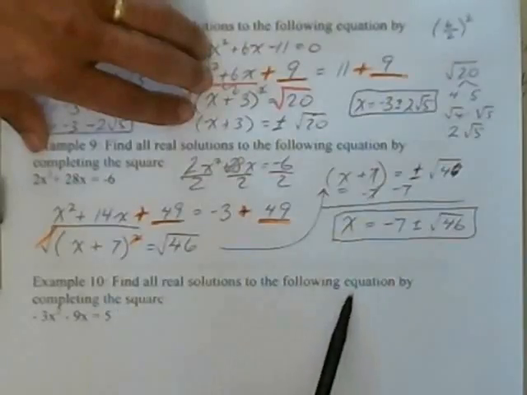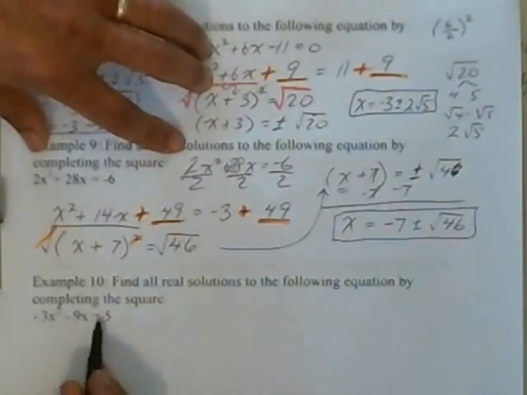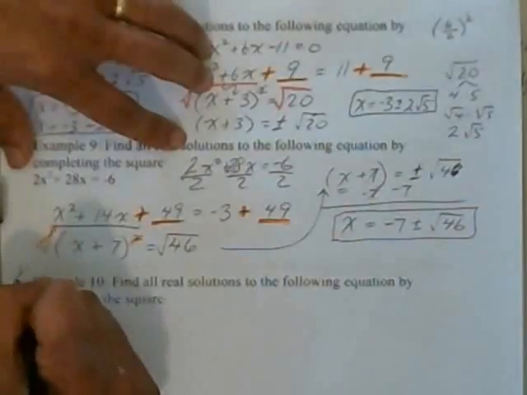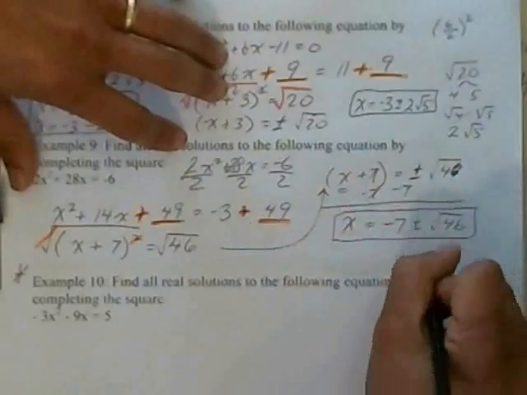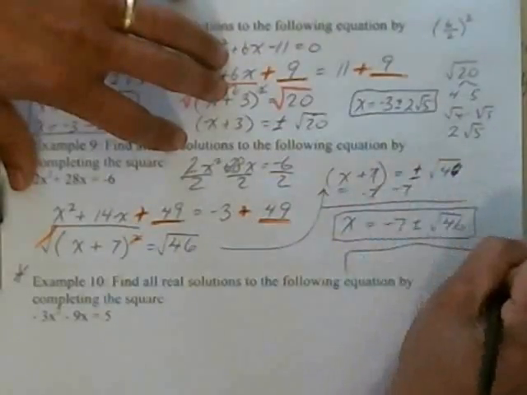Find all solutions to the following equation by completing the square. That's going to be a little bit more difficult. So example number 10, I'm going to put a little asterisk there. Let's redo this again.